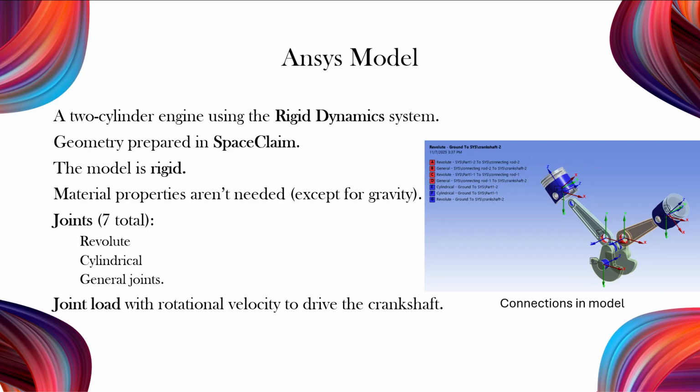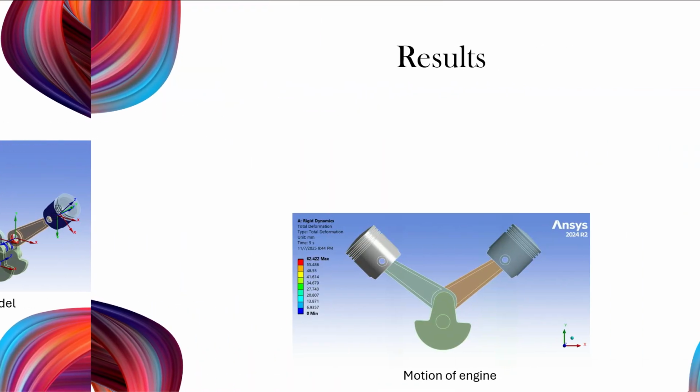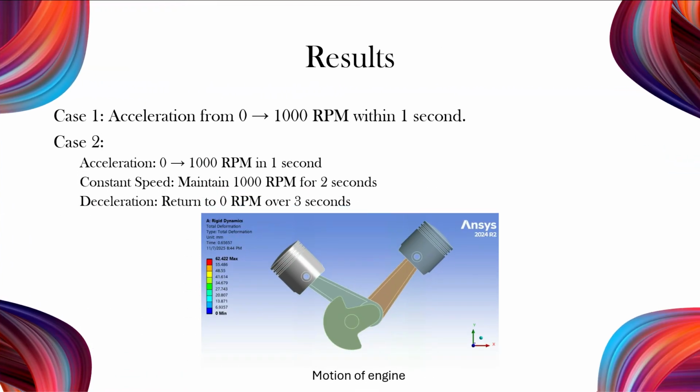We'll model a two-cylinder engine using the rigid dynamics system. Before running the analysis, I'll prepare the geometry in SpaceClaim. Since the geometry is rigid, there's no need to assign material properties except when we include gravity effects. For this engine, I'll define 7 joints, including revolute, cylindrical, and general joints, as shown in the figure. I'll also add a joint load to act as an actuator, applying a rotational velocity to drive the crankshaft. Finally, we'll run the simulation and observe the mechanism's motion.